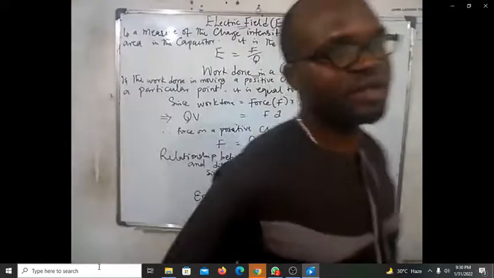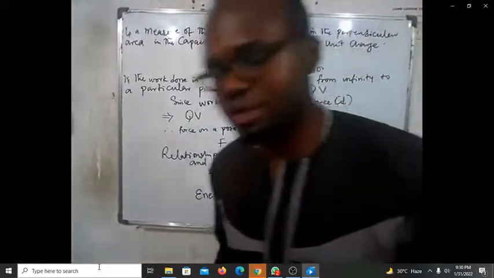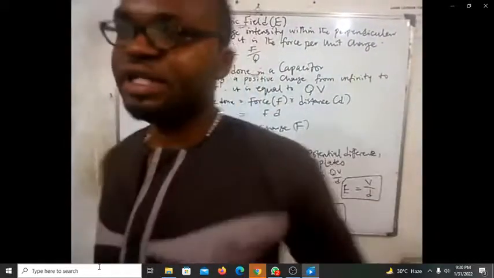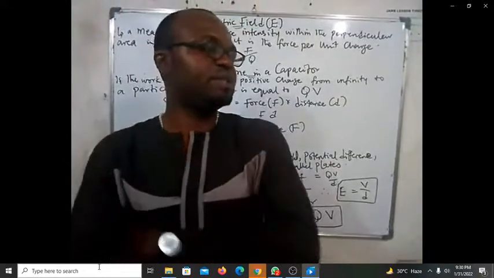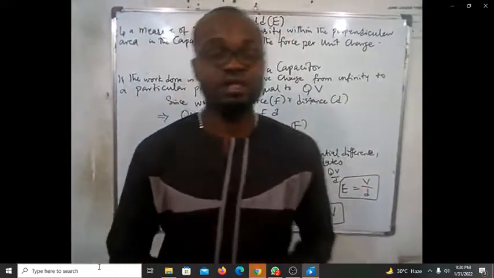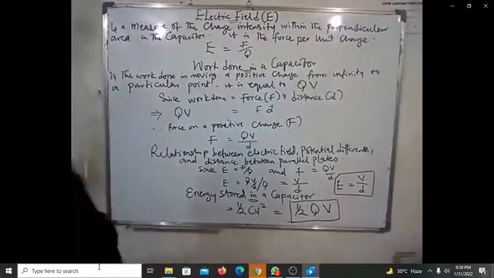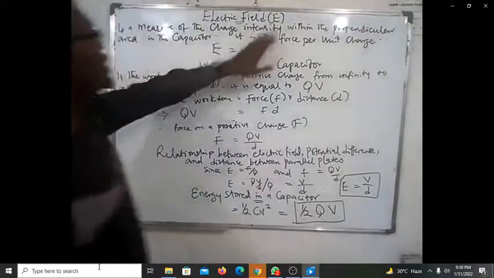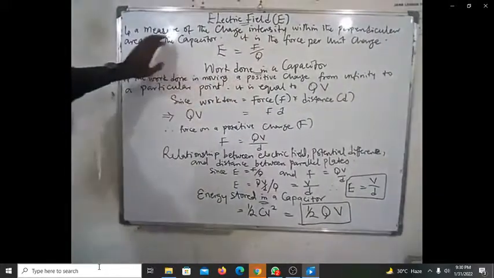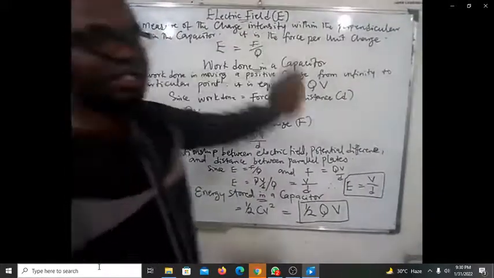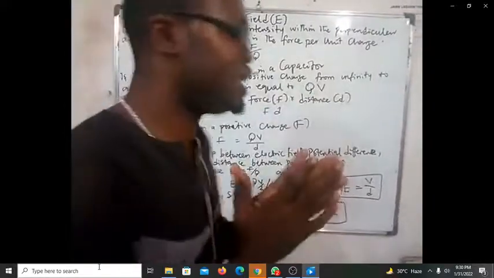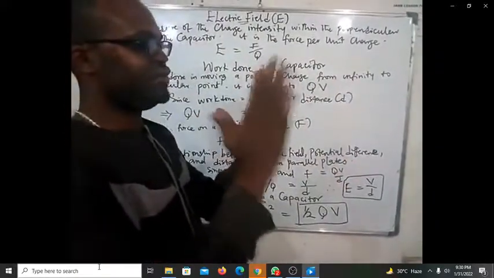We're going to be giving these relations and equations which are very much needed when you're solving problems in capacitors, like when you're doing WAEC, GCE, NECO, or JAMB. These relations are very, very important. And number one is the electric field in the capacitor, which is simply the measure of the charge intensity, the intensity of the charge in the capacitor.